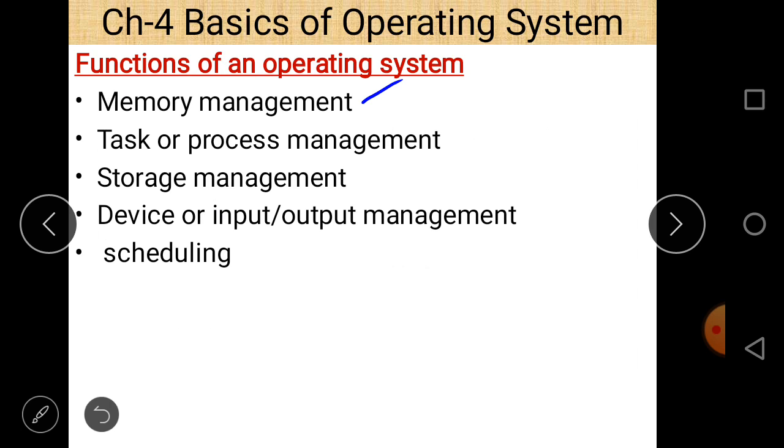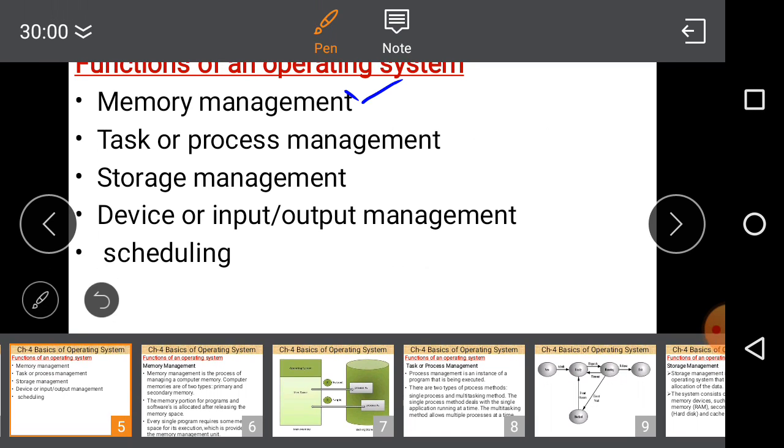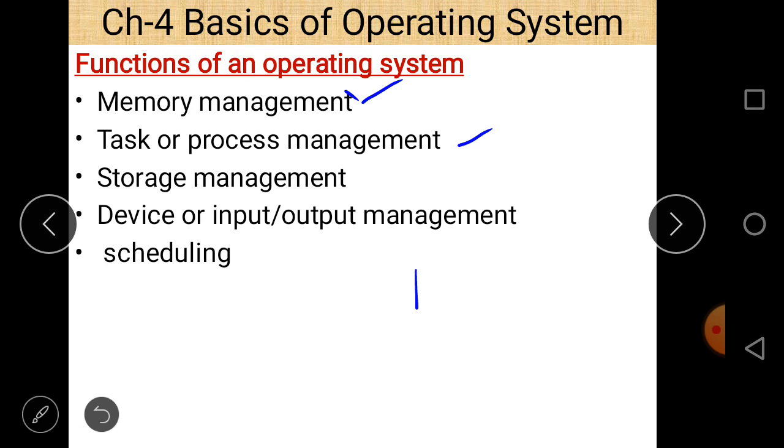These all are the tasks related to memory management that are decided by an operating system. And then process management: which process is going to be executed first and which process is going to be executed later on, and these are decided by an operating system also. Then storage management also. Storage management means where to store the different types of data or programs and instructions, that is also decided by the operating system.